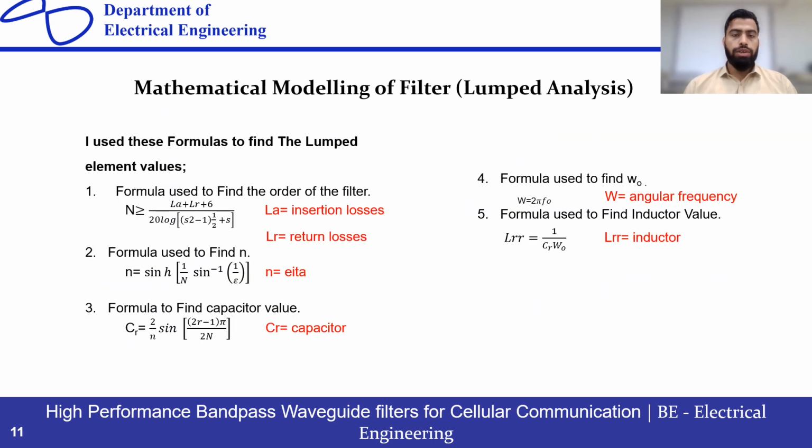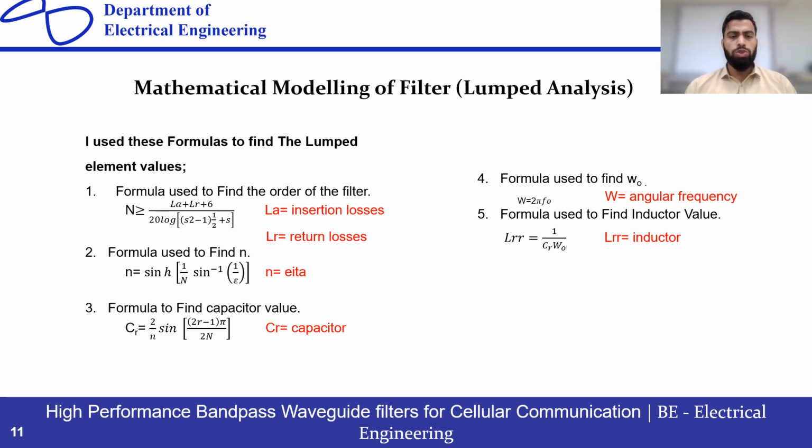Okay, so these are the formulas which I used to find the lumped element values. As you can see, the first formula is used to find the order of my filter. Here L represents the insertion loss, LR represents the return loss, and in the second formula, eta is equal to sinh of 1 upon n times sin inverse of 1 upon epsilon naught.